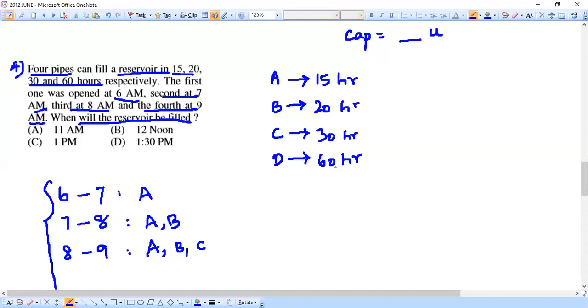Just check whether 60 is divisible by the other three. Is it possible? 60 by 15, yes, it is divisible. 60 by 20 is also divisible. 60 by 30 is also divisible. So no doubt, we can take this capacity as 60 units itself. That means the capacity of the tank which these pipes are filling is 60 units.